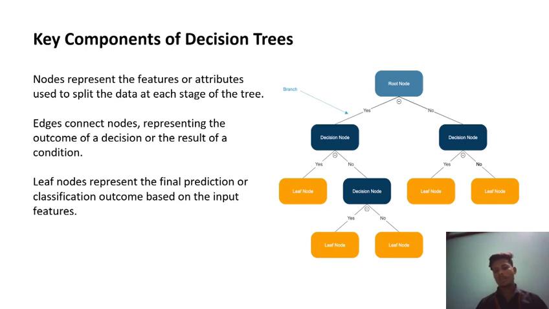In the diagram, observe the root node, decision node, leaf node, decision node, another decision node, leaf node, leaf node. The decision nodes are two. The last ones are leaf nodes.